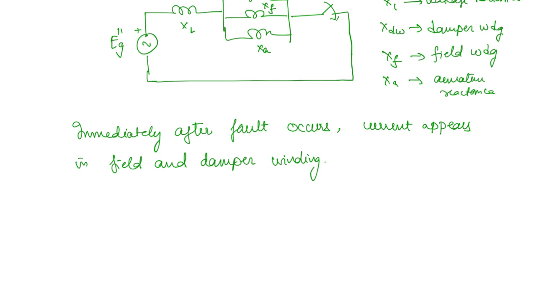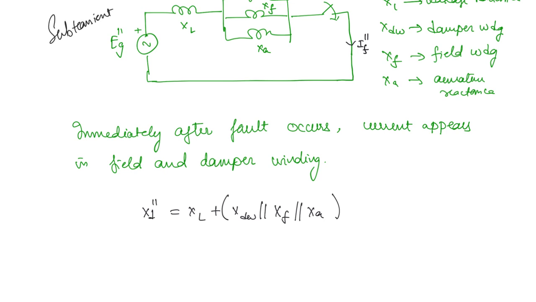Now what will be the expression for subtransient reactance? Xd double dash is equal to XL plus Xdw in parallel to Xf in parallel to Xa. Okay, and what about the fault current? So here we are taking If double dash, and similarly we have taken Eg double dash here. So this is all during the subtransient period.